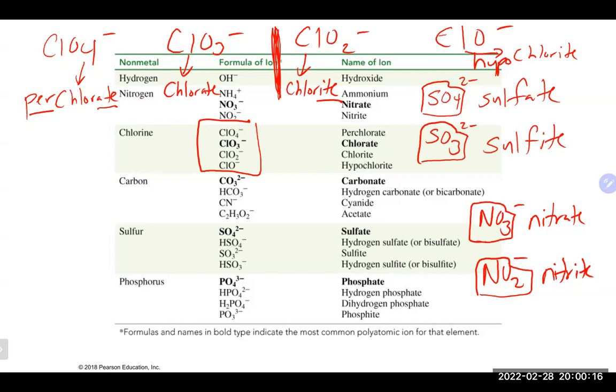You could actually substitute the Cl for anybody in group 7. So if you had BrO3 minus instead of chlorate, this would be bromate. So you could actually substitute those guys out.